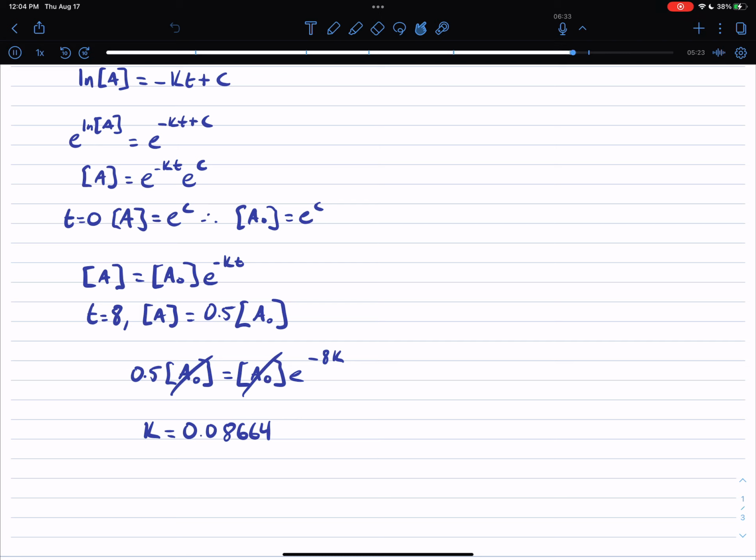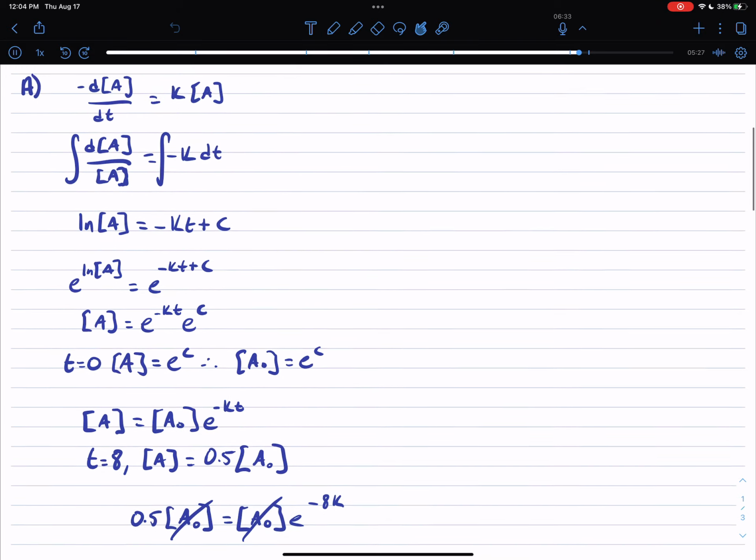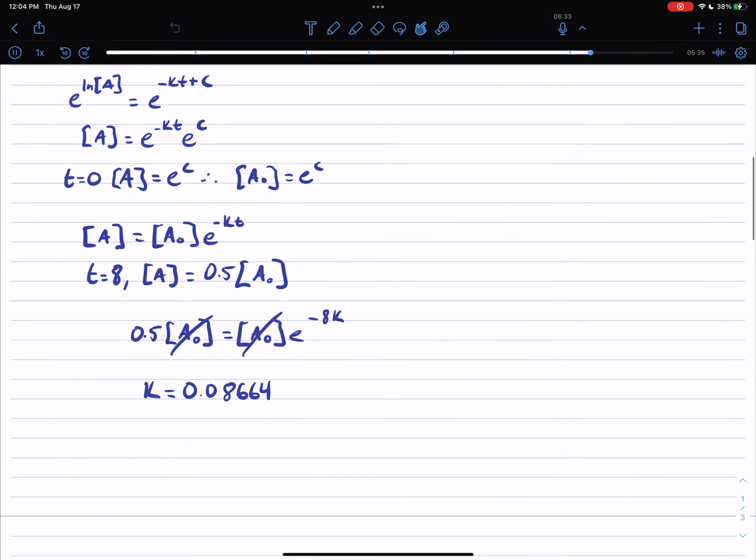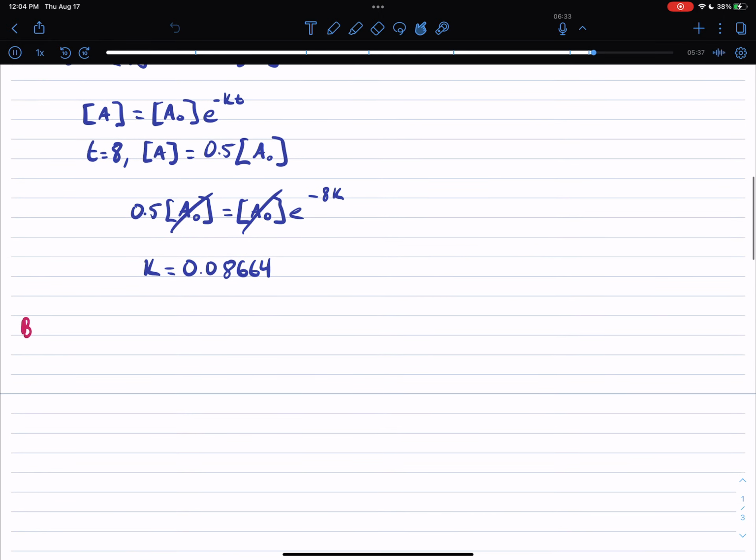Now for part B, it says, by using the K value obtained in part A, when will the relative concentration of A reach 10% of its original value? And so this part, part B, is actually much more simple. Using our value for K, all we got to do is solve for part B.